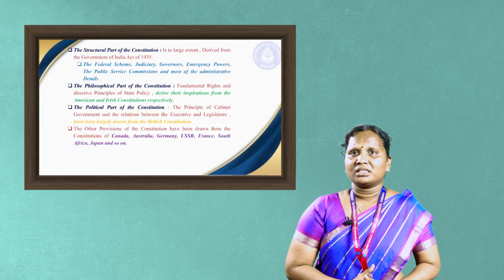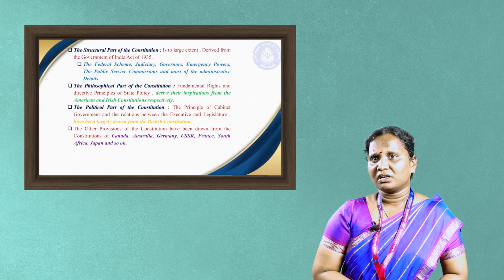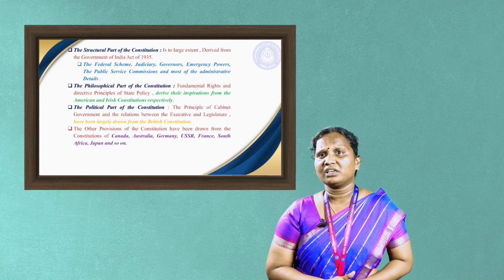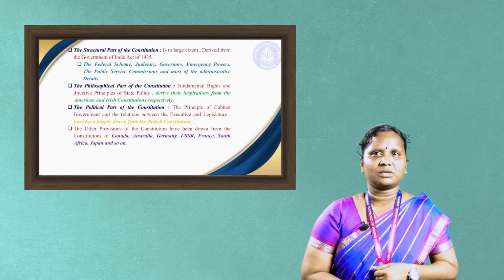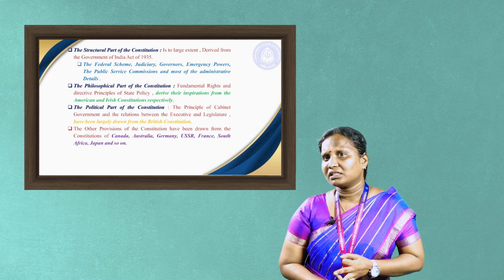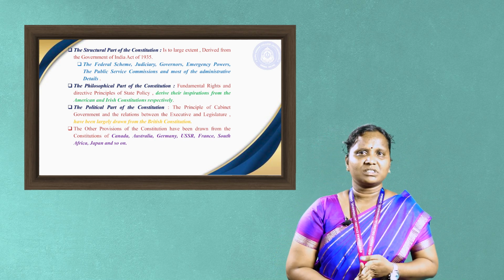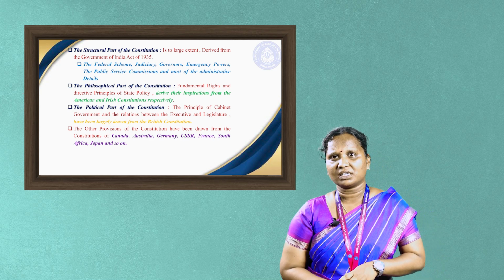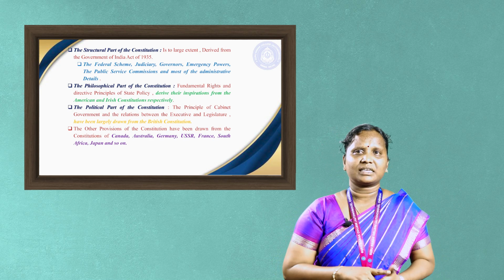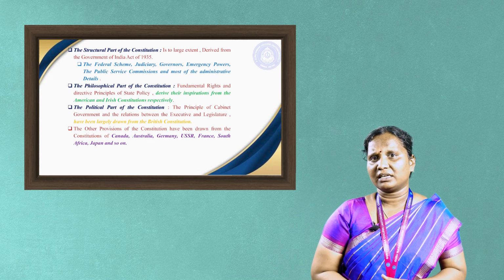Next, the structural part of the Constitution is to a large extent derived from the Government of India Act 1935. First one is the federal system, second the judiciary, third the governor system, then emergency provisions, the public service commission, and most of the administrative details are directly derived from the Government of India Act 1935.